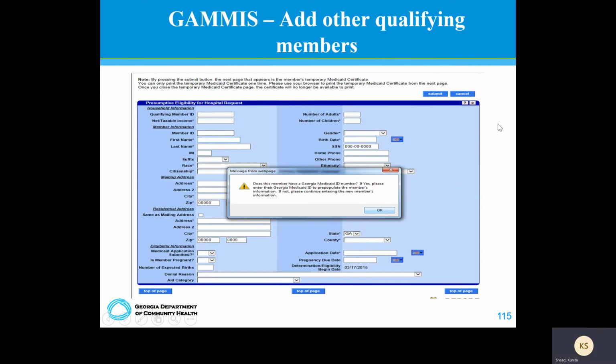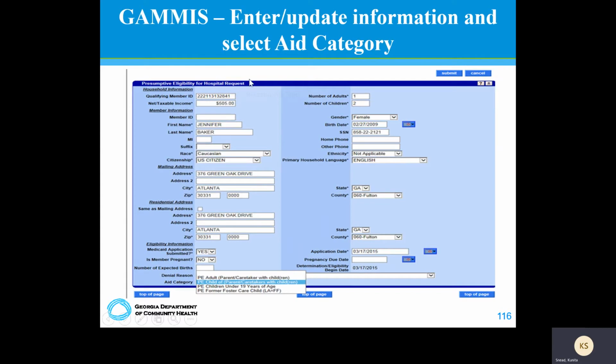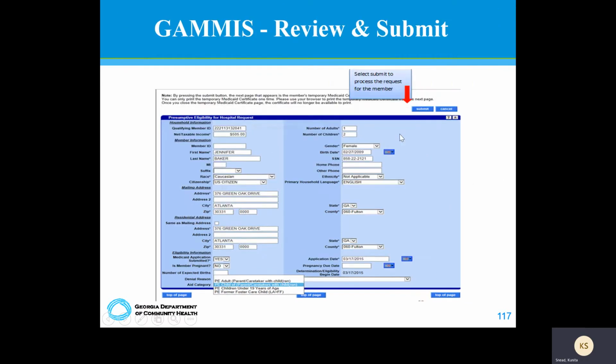So once you've added one person, you will go back through the same process to add the other individual. So that is what the next few slides are showing. They're showing you the same information that we just went over, how to add the other people. So it's just the same process of entering their information from the 632H, clicking on what aid category they should be approved for, and reviewing that information to make sure that it is correct.